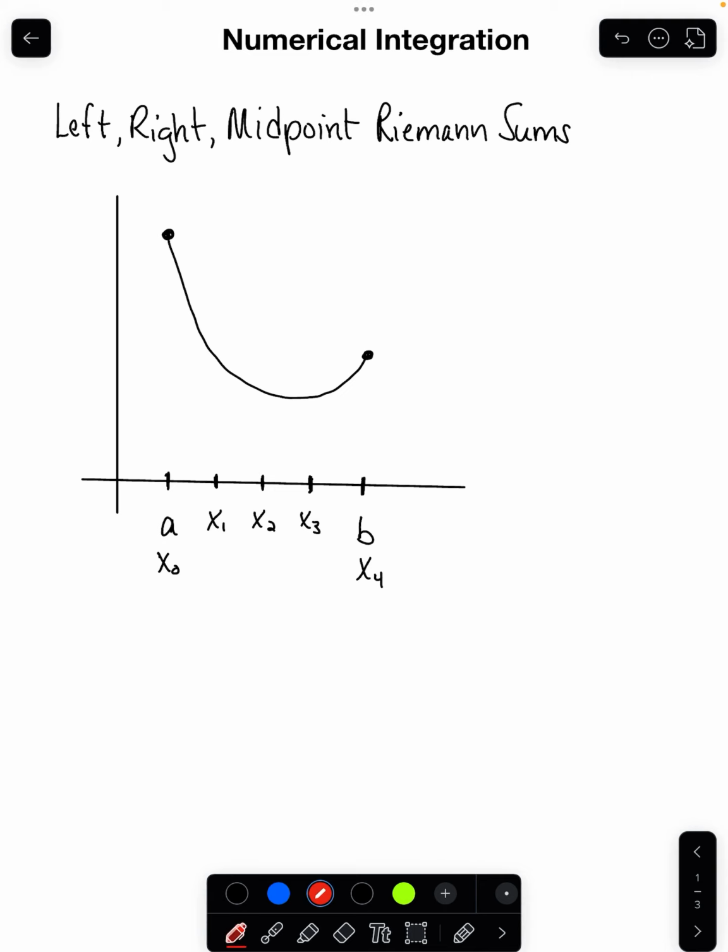To do a left endpoint Riemann sum would mean that we draw a rectangle with its base along the x-axis, and we determine the height of the rectangle by the y value of the function at the left endpoint of the subinterval. Now, depending on the steepness of the function, depending on whether it is increasing or decreasing, and depending on whether it is concave up or concave down, this may result in either an overestimation or an underestimation of the area.